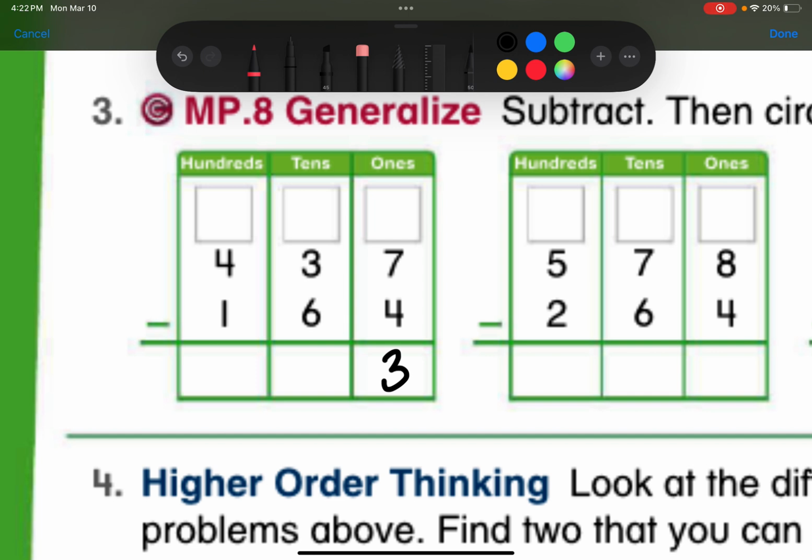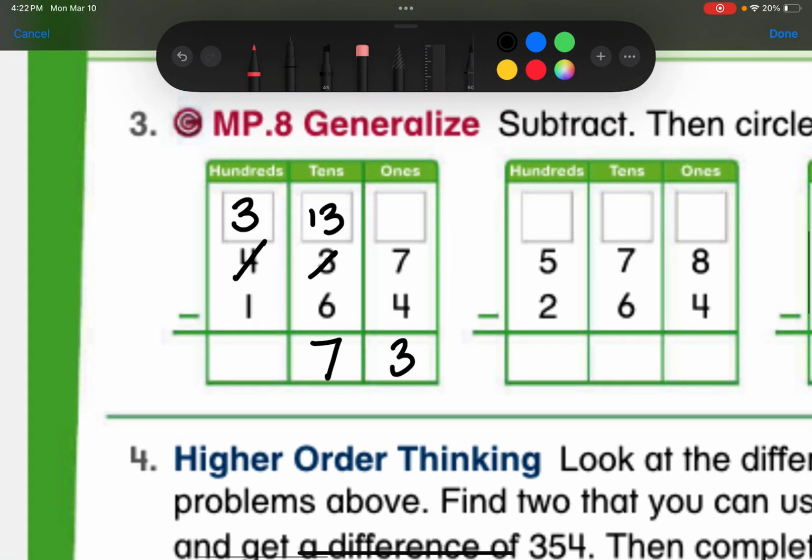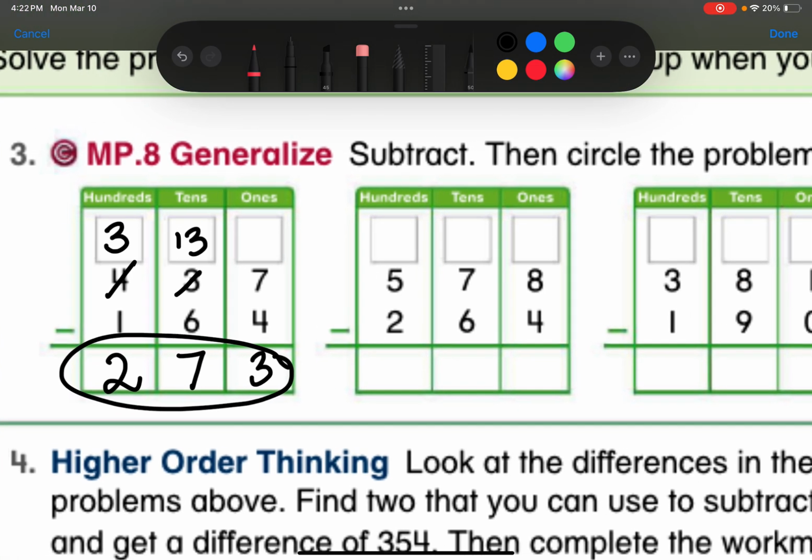I cannot do 3 minus 6. More on the floor, I need to go next door. I turn my 3 into 13 tens, and I turn 4 into 300s. And 13 minus 6 equals 7. And 3 minus 1 equals 2. So the difference for number 3 equals 273.